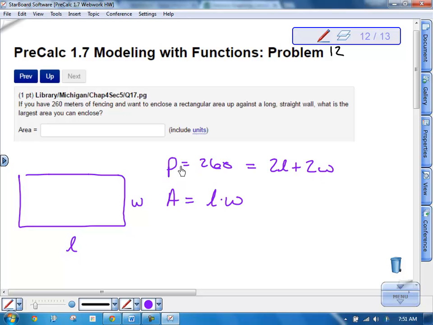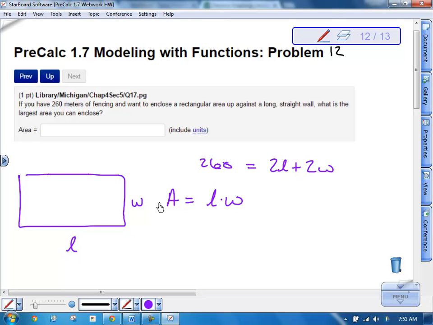So I have this equation and this equation. I want to maximize this one. So what I can do is get an area equation in terms of L or in terms of W. It doesn't matter. By substitution. And then I can maximize that area formula. That'll give me what W or what length maximizes it. Just kind of like we did in the last problem. So that's what I'm going to do.